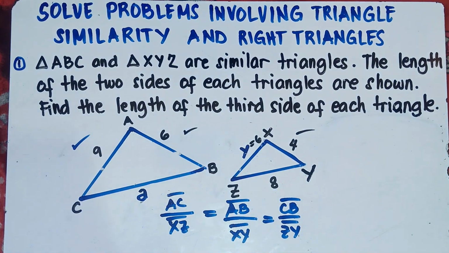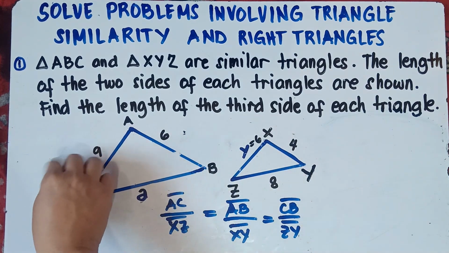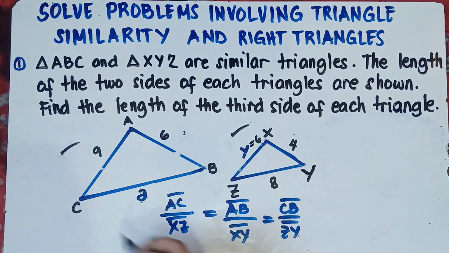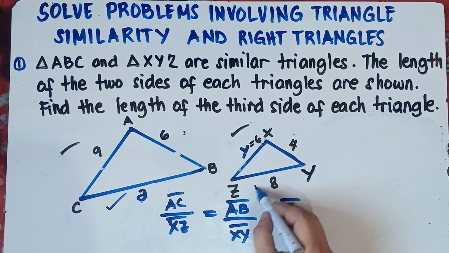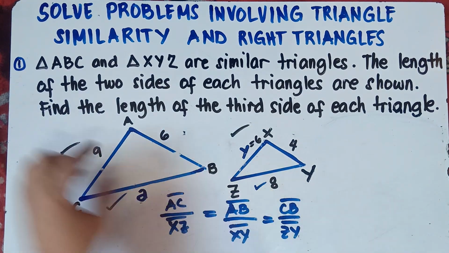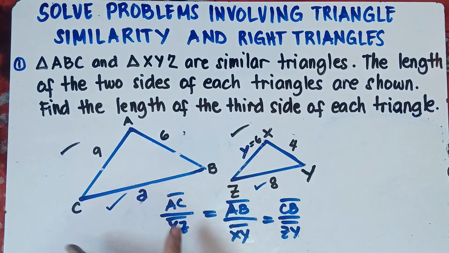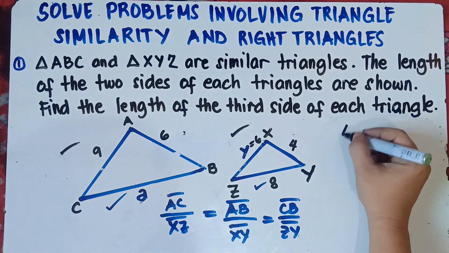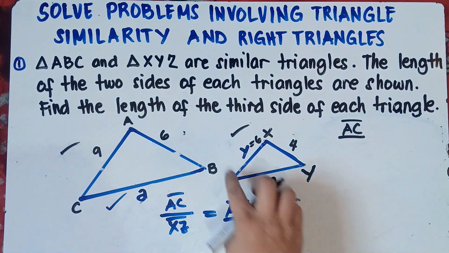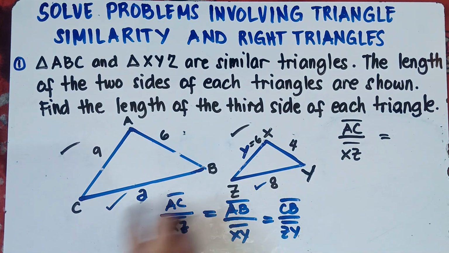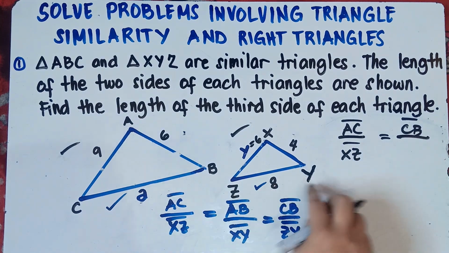Next, we're told to find the value of A. To find A, we can use this side over this side because we already have Y, and this side, CB over ZY. Once again, the ratio of this side over this side is equal to the ratio of this side over this side. AC corresponds to XZ, CB corresponds to ZY. So we can use that ratio to find the value of A. Line segment AC over line segment XZ is equal to line segment CB over line segment ZY.